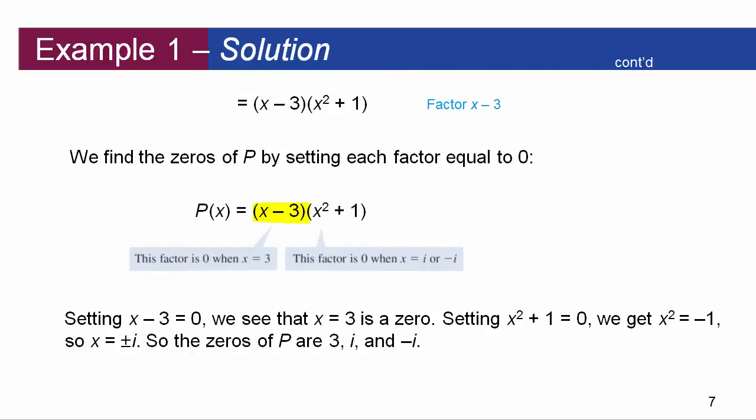The other one, x squared plus 1, if we set that equal to 0, right? Because ultimately that's what we're doing with these things. We're setting them equal to 0. If we have each of our factors set equal to 0, then we get x squared equals negative 1, which is impossible in the real world, but with imaginary numbers, we get plus and minus i. And so those are our other 2 zeros. So there are 3 zeros, right? Degree of 3, 3 zeros at 3, i, and negative i.